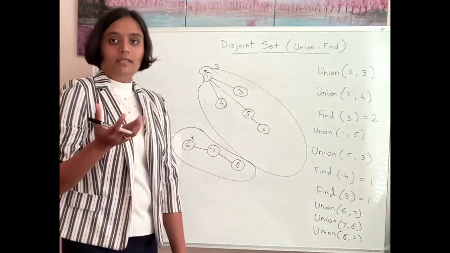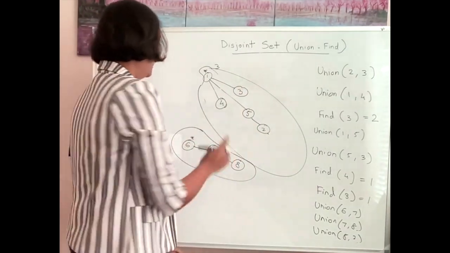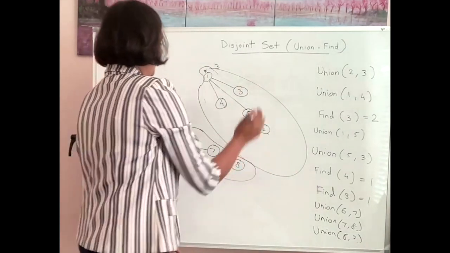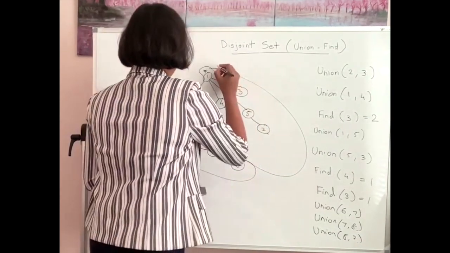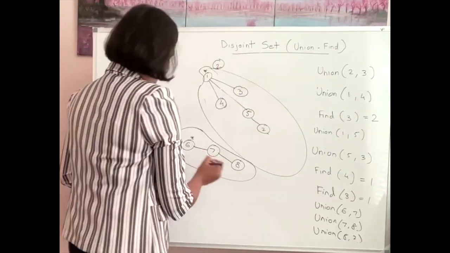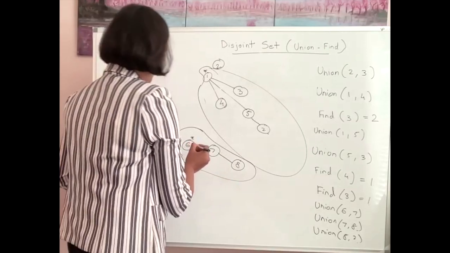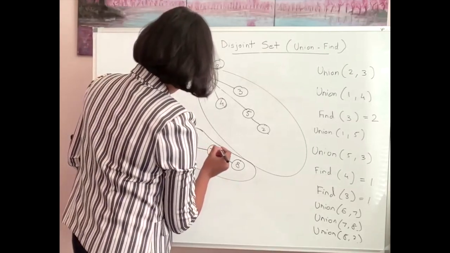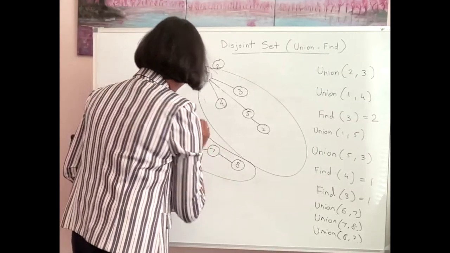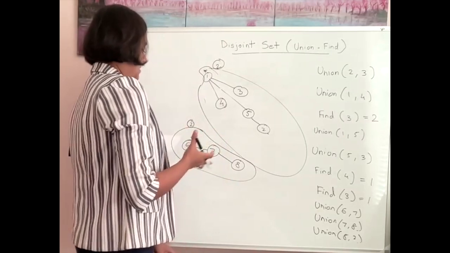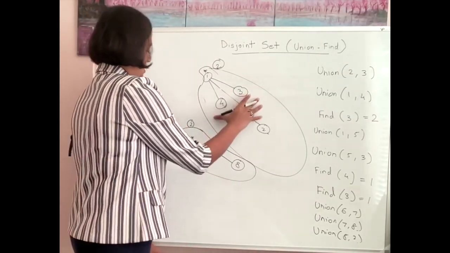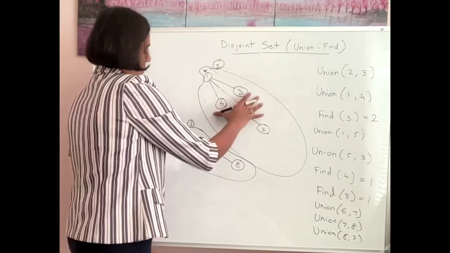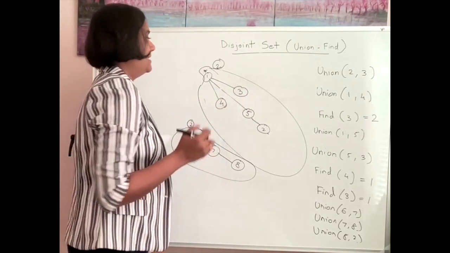When we call it union by rank, we compute the rank of this tree, which is 2. We compute the rank of this tree, which is also 2, right? So in that case, when we merge it, it does not matter if we attach this to this or this to this. But let's say we are doing union by size.